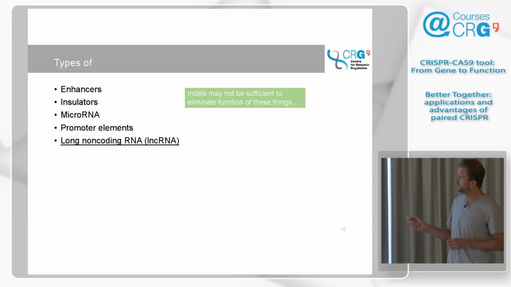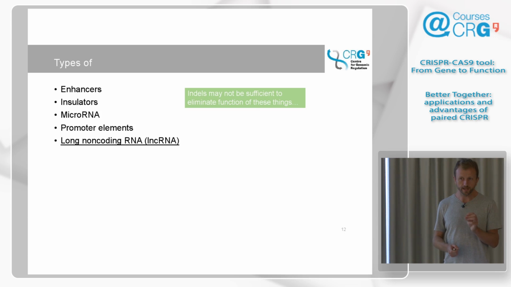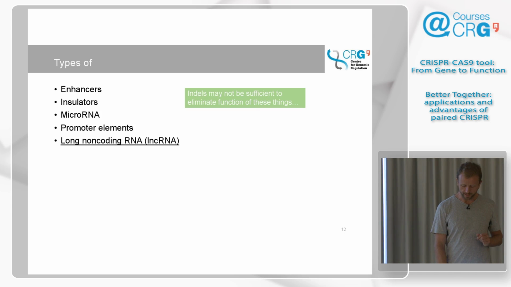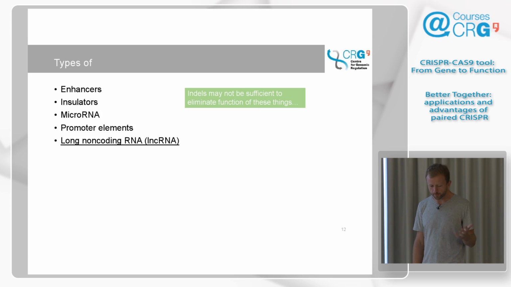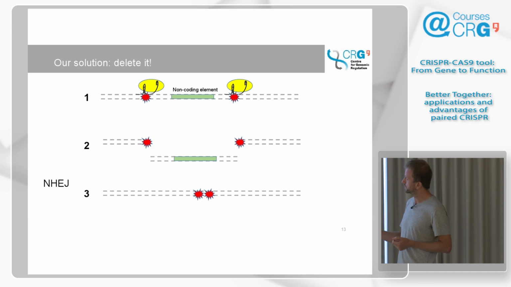And as I said, in all these cases, or most of these cases, a single indel from a single guide RNA will not be enough to knock out the function. And so other people, we didn't come up with this idea, started playing with the idea of using two guide RNAs in order to completely delete a piece of DNA. The rationale is that instead of using one, you use two, on sites flanking the region which you want to delete.